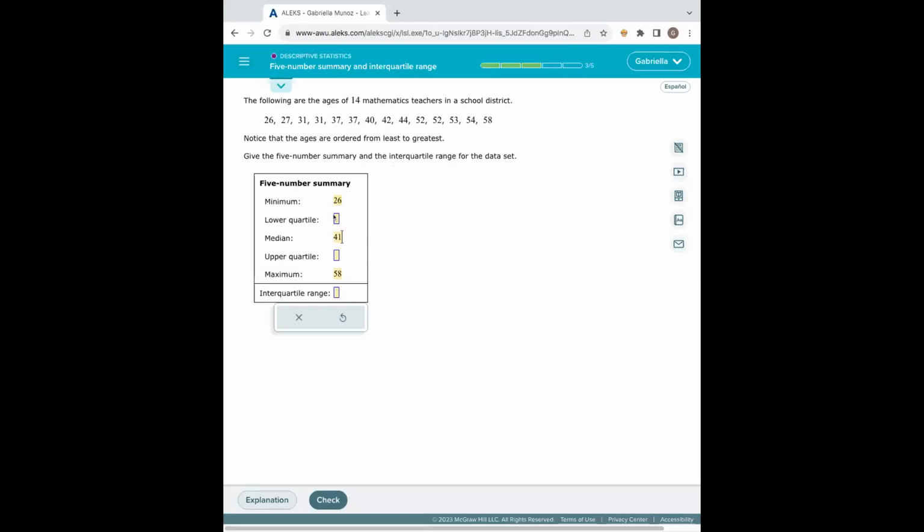Yes. And then there's 7 lower numbers to look at. So I'm getting 31 for the... Yes, exactly. It's the 4th number. And then 52. And then 21.